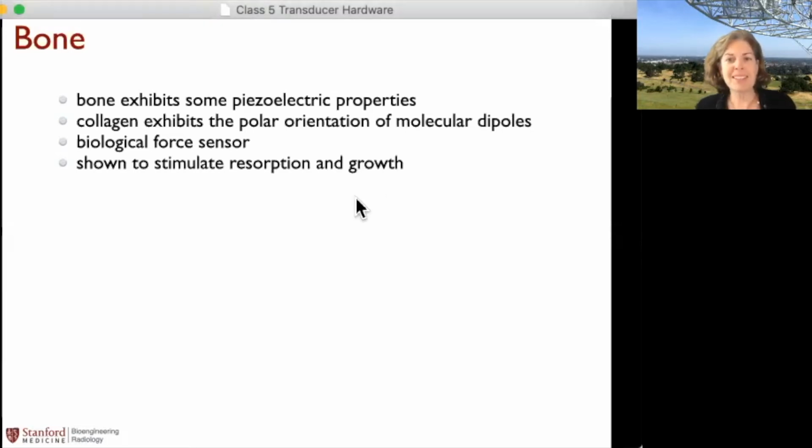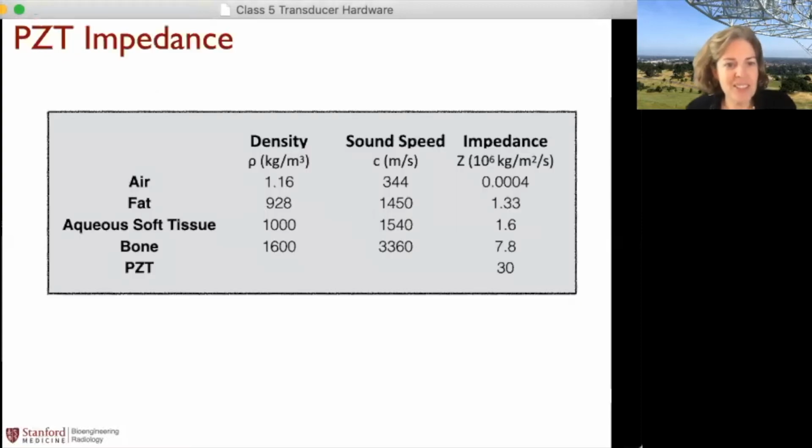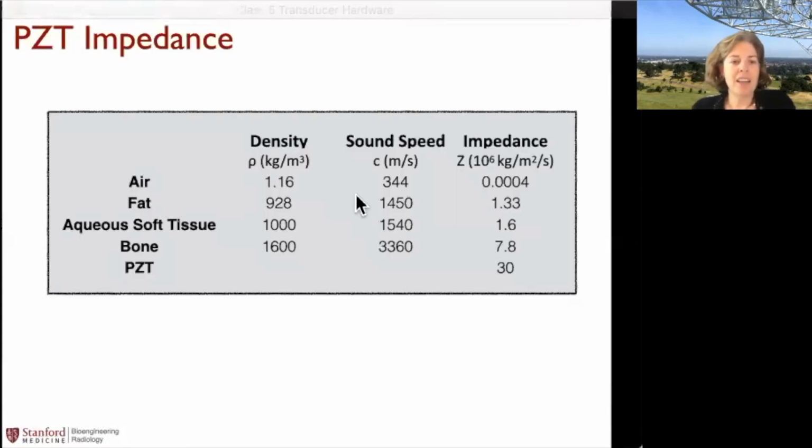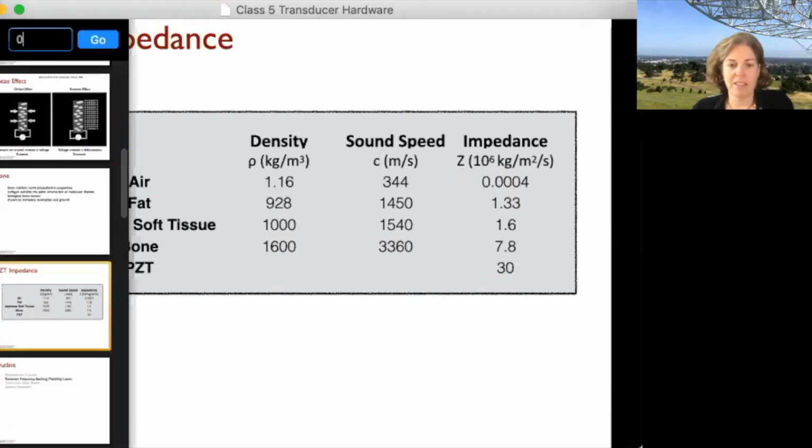All right, but let's get back to the topic at hand. Let's talk about the PZT. And this is a table now of the density, speed of sound, and impedance. And what we see is the PZT has a very, very different impedance from soft tissue or fat. So what do you think this is going to do if you put up a transducer right up against the skin?